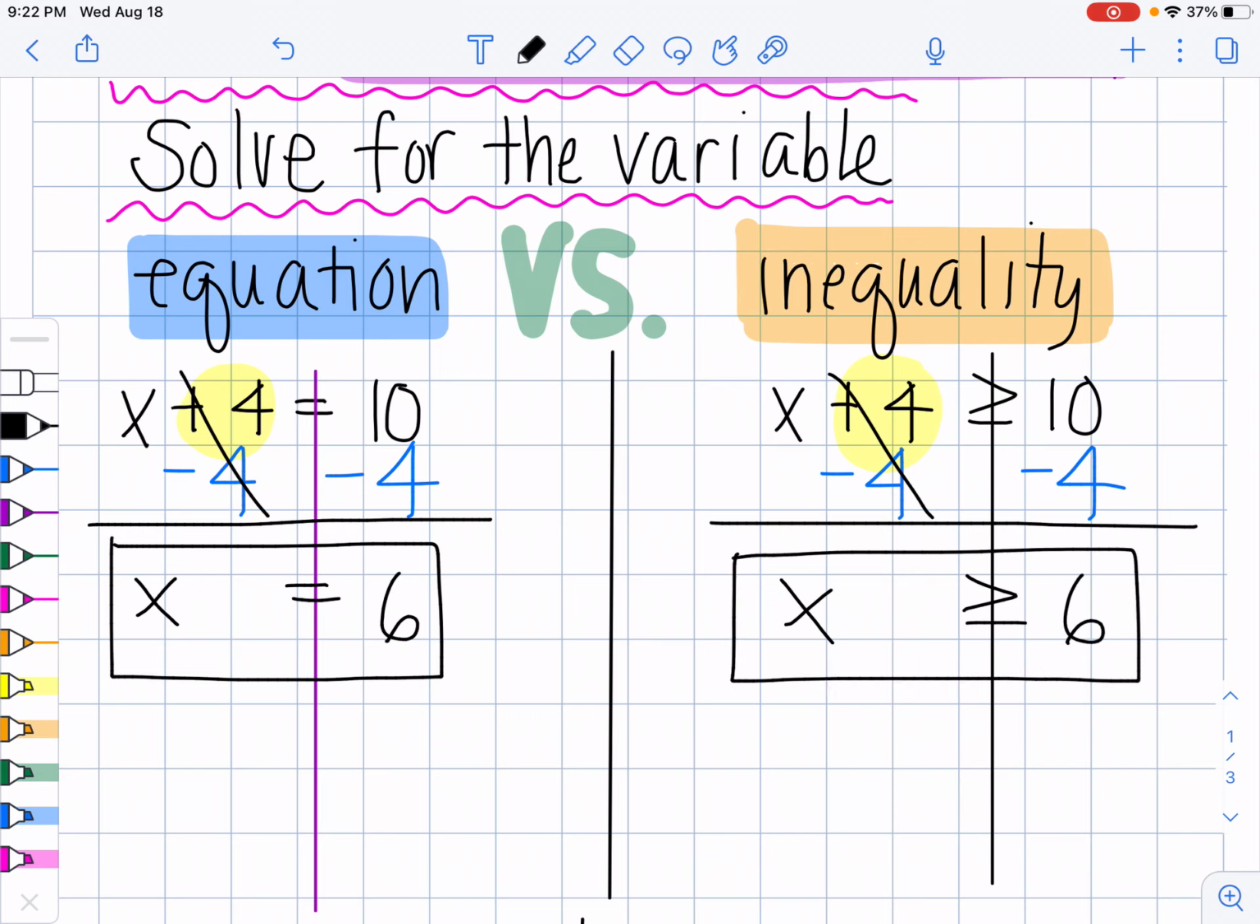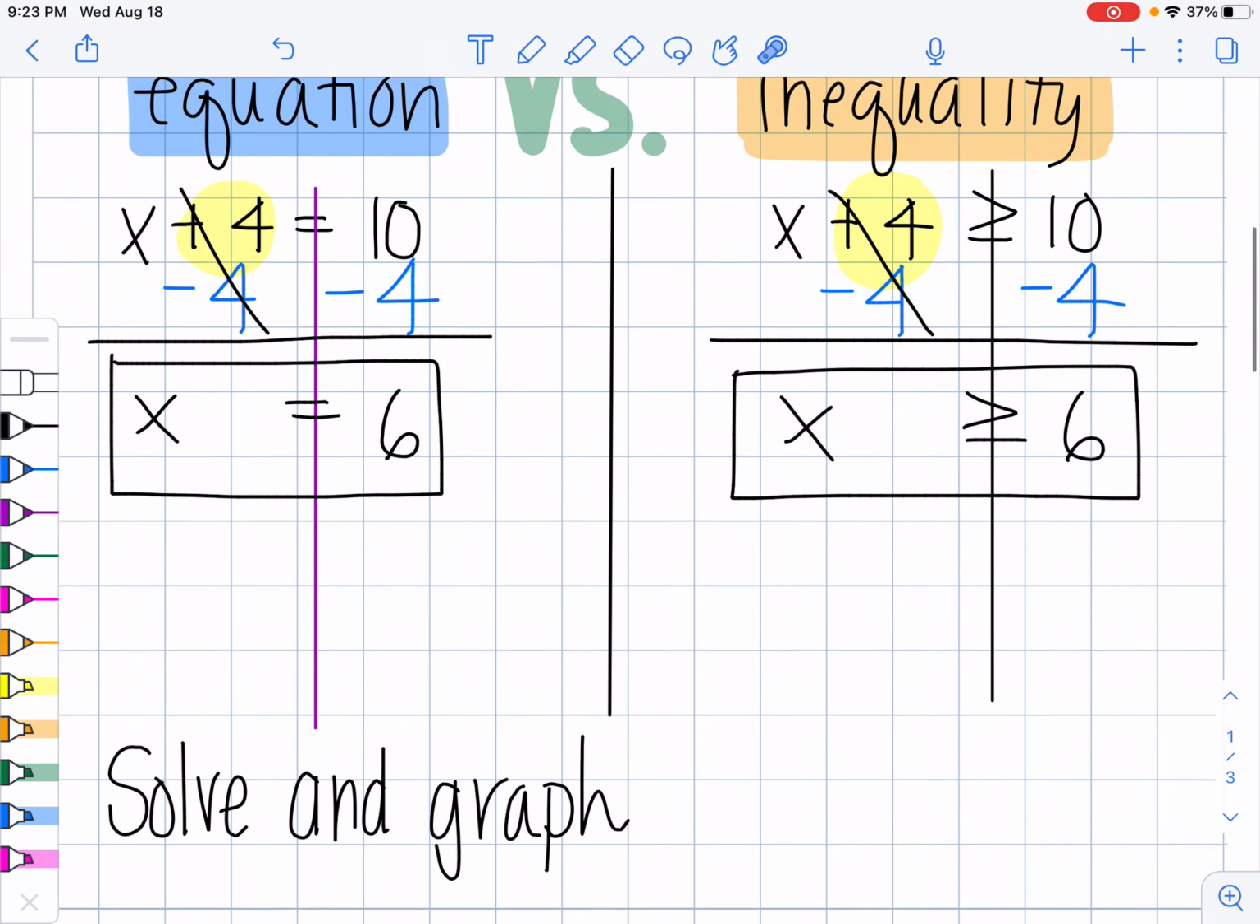Okay, did I solve them any different? On my equation side, I subtracted 4 from both sides. On my inequality side, I subtracted 4 from both sides. I did the same thing. The only difference is on my left side, I have an equals. On my right side, I have an inequality. In this case, it happens to be greater than or equal to. So the bottom line is I solve them the same way. So you already have all the skills that you need in order to do this lesson because you already know how to solve an equation with addition or subtraction. So let's go ahead and give it a shot.